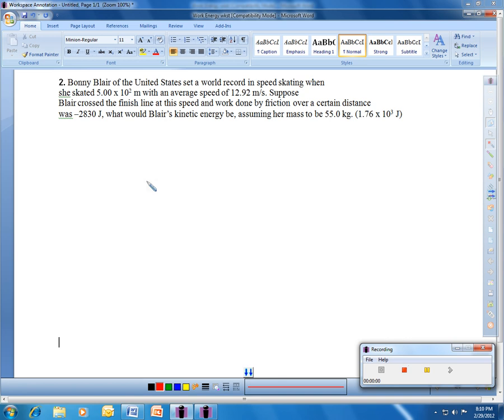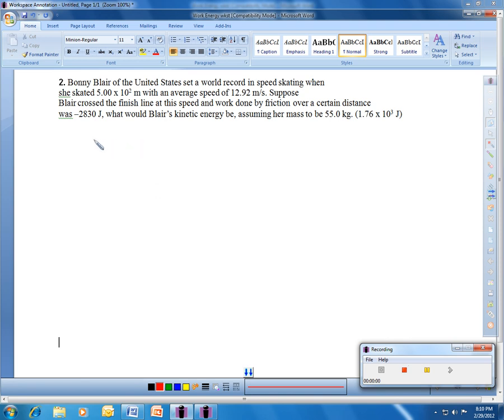So here we have a problem where Bonnie Blair of the United States sets a world record in speed skating when she skated 500 meters with an average speed of 12.92 meters per second. Suppose she crossed the finish line at this speed, then work was done on her by friction over a certain distance. That total amount of work was negative 2,830 joules. Why negative? Because it was in the opposite direction of her motion. Question is, what would her kinetic energy be after that amount of work was done on her?